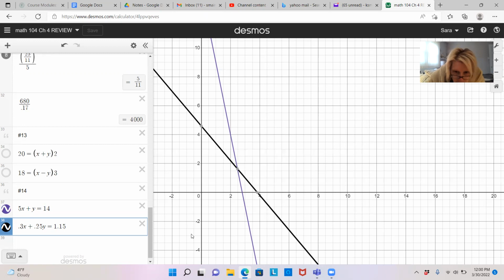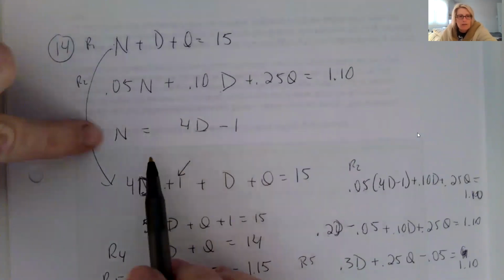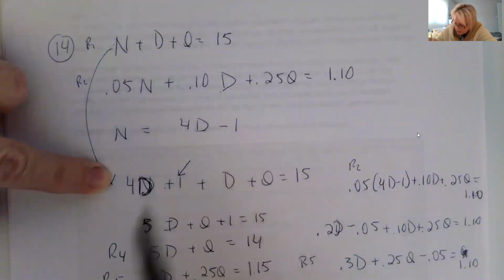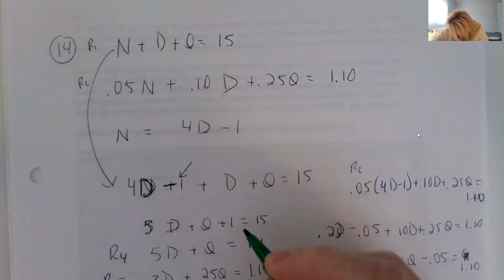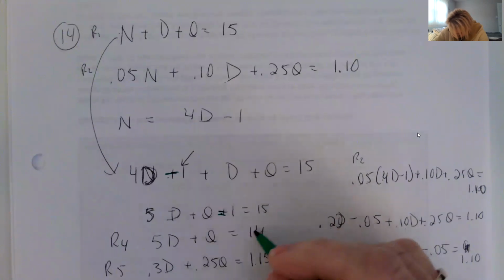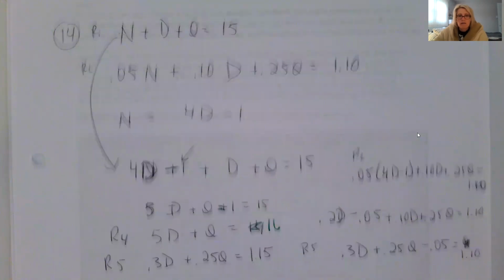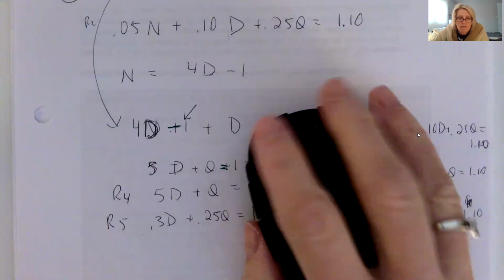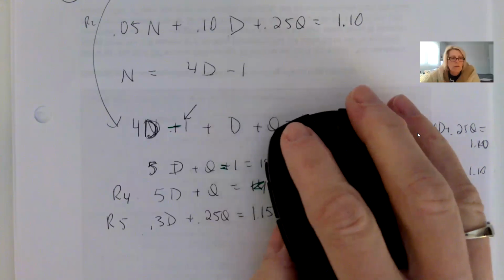Let me go back and look at this. I'm going to pause for just a moment. I found where I made a mistake right here. So we said nickels are 4 dimes minus 1, but I put plus 1 right here. So this should have been a minus 1. And so that should be a minus 1. So then when we added 1, that should really equal 16. So that's the only thing I have to change. Thank goodness. It's 5 dimes plus quarters equals 16. Hopefully that's what fixes it for this to make sense.